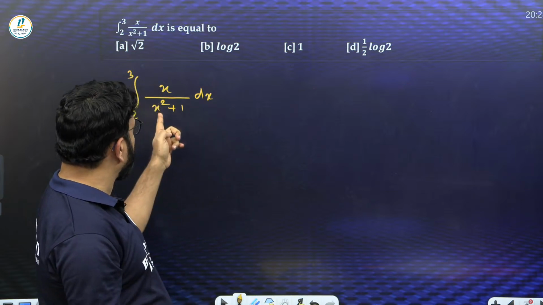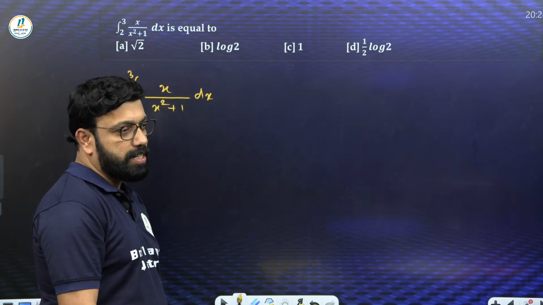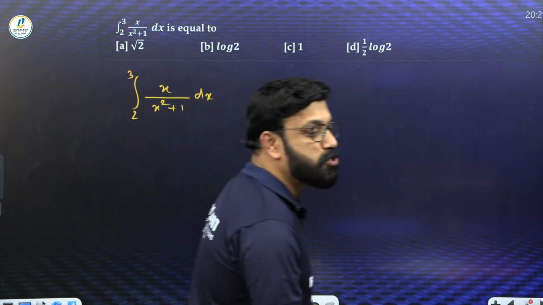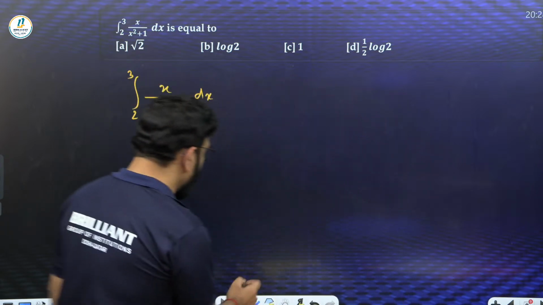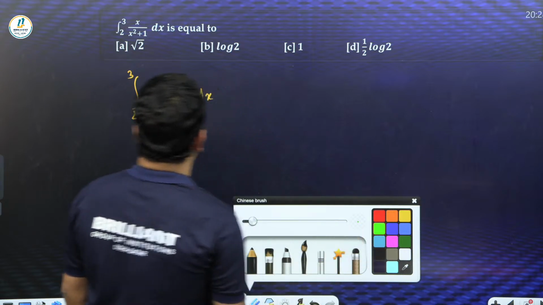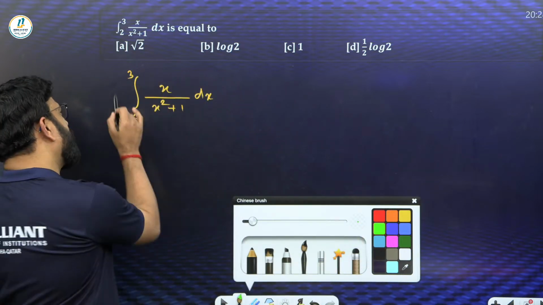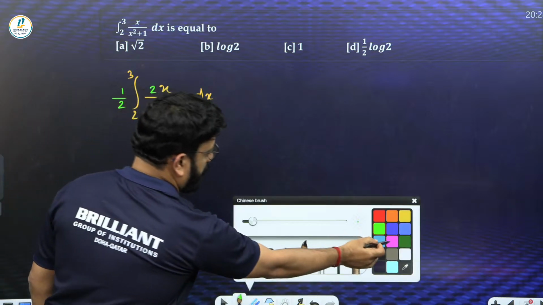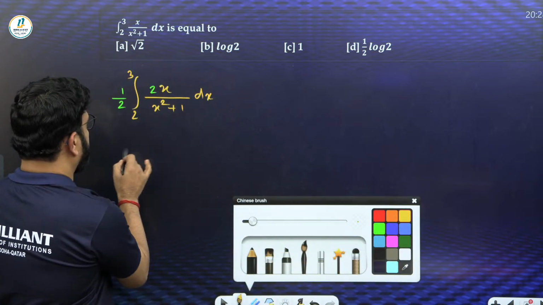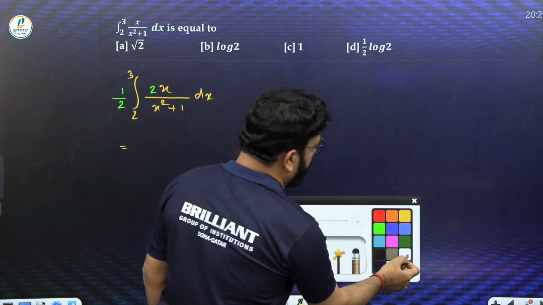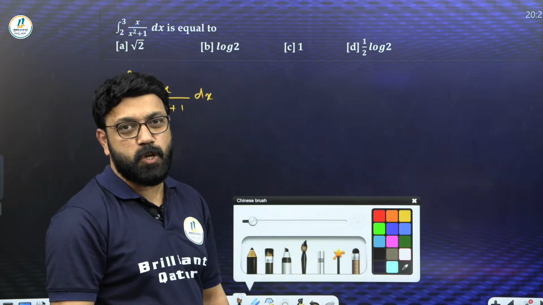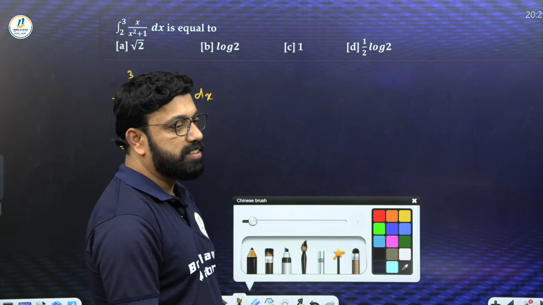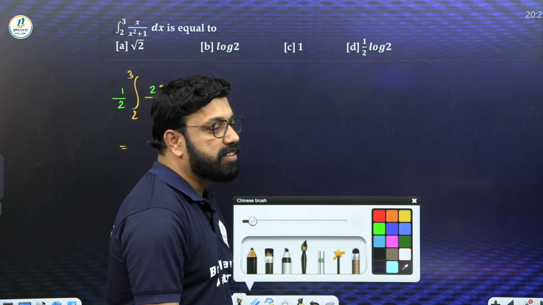But here x square is there, so 2x is required on top, right? Yes, we are using substitution. But here 2x is not there. That's why I am putting a half and a 2 here. And because we are doing MCQ questions, not descriptive types, we can use a shortcut there. What's the shortcut there, do you know?